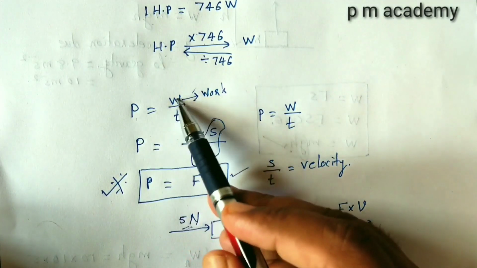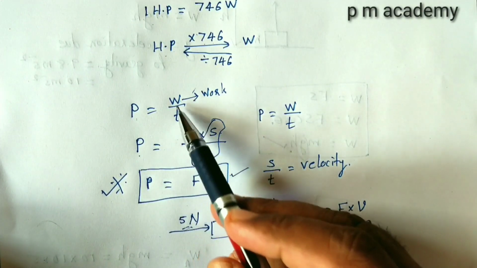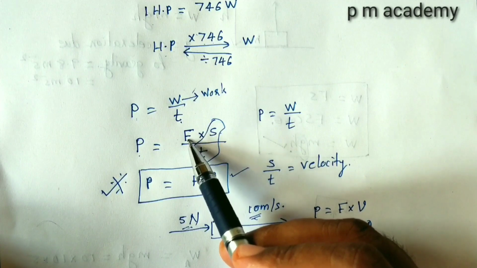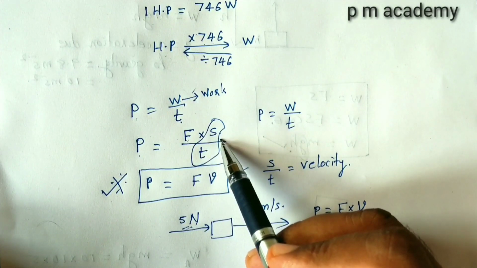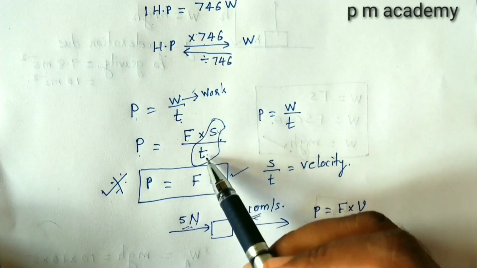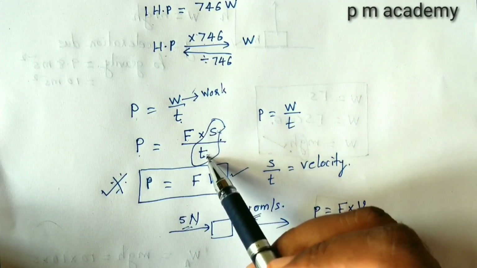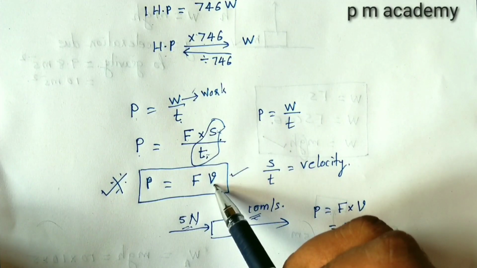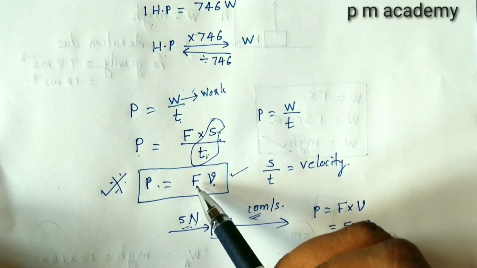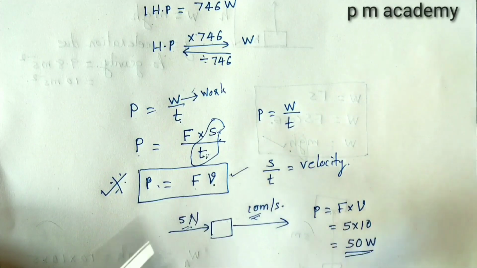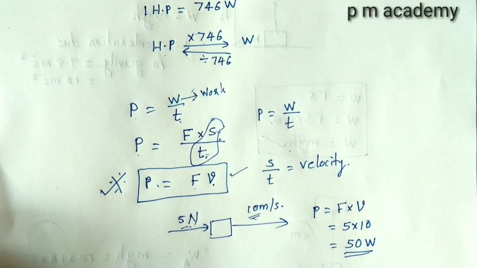Once more, power is equal to work by time. That is, power is equal to, instead of work, we can write F into S. What is S by T? S by T is the displacement by time. Instead of displacement by time, you can write velocity. Therefore, power P is equal to F into V. These are the important points you have to remember for the ICSE board examination in the topic power.